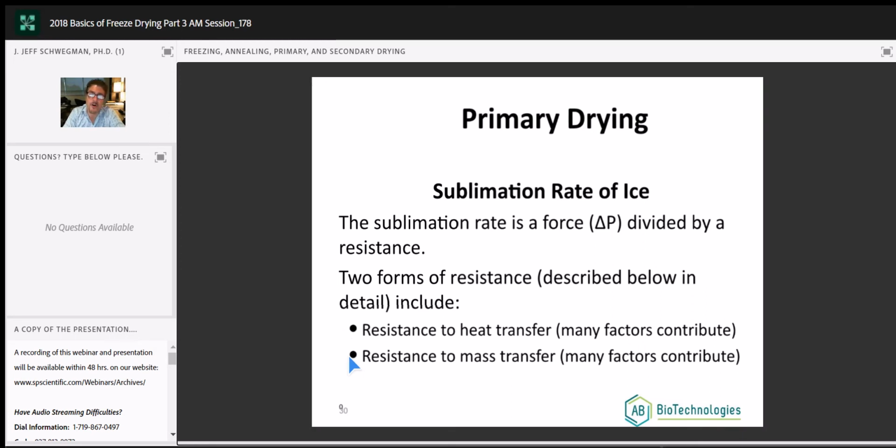The resistance to mass transfer. So once we generate the water vapor, so we've converted the ice to the water to the vapor, now we have to get that out of the product down to the condenser. Now the engineers in the room will say, wow, is it heat transfer limited or mass transfer limited? What's the limiting factor? We identify that, then we take steps to minimize the loss due to those resistance values.